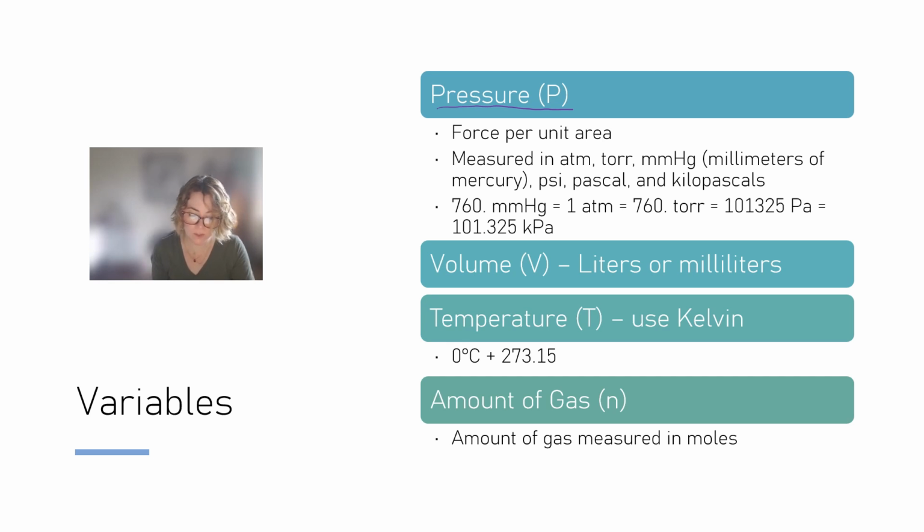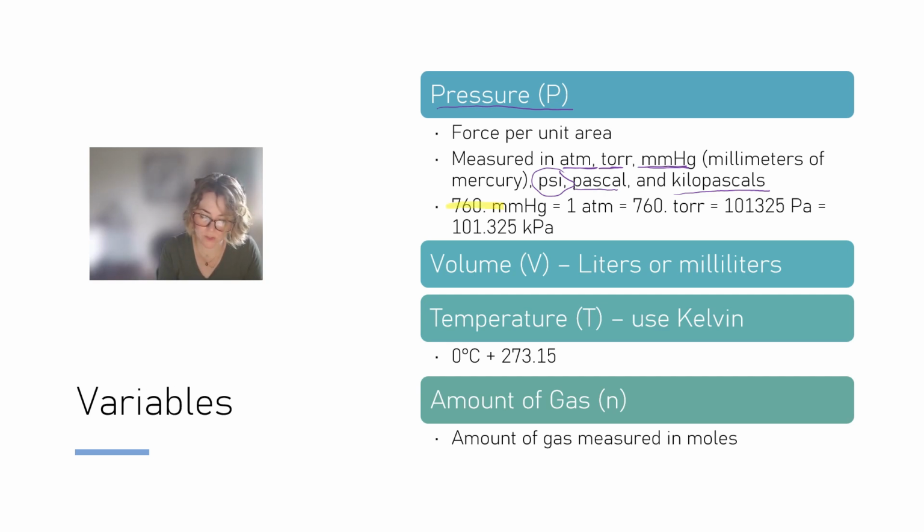The units that we use for measuring pressure are ATMs, which is short for atmospheres. We have torr, millimeters of mercury. If you've ever put air in your tires, you measure this in terms of PSI, pounds per square inch. And then the last two are pascals and kilopascals. We may ask you to go back and forth between different units of pressure.